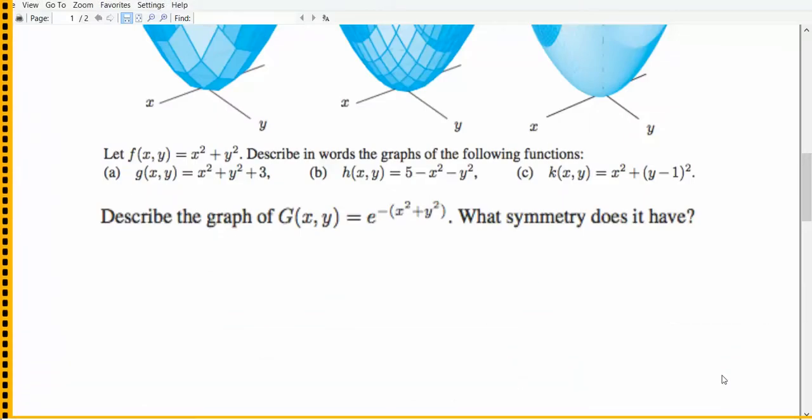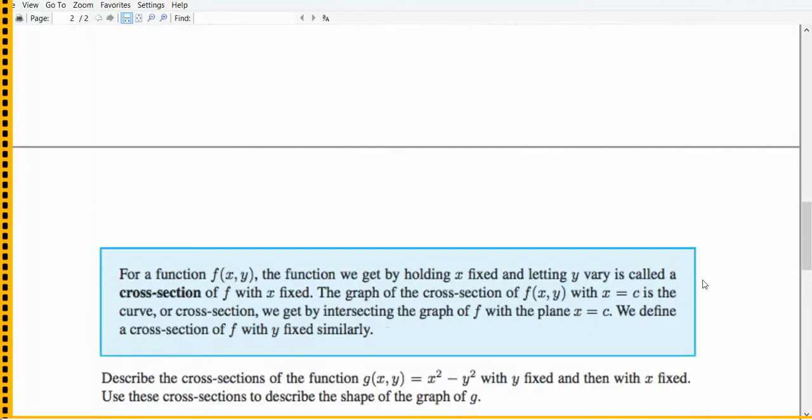It's neat. The thing you have to be careful of, though, is that you have to enter the function a very specific way: z equals something in x, something in y. So sometimes you have to solve.